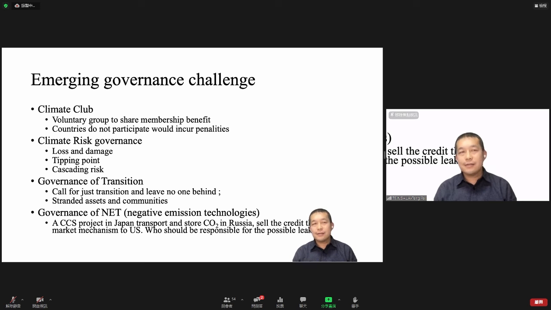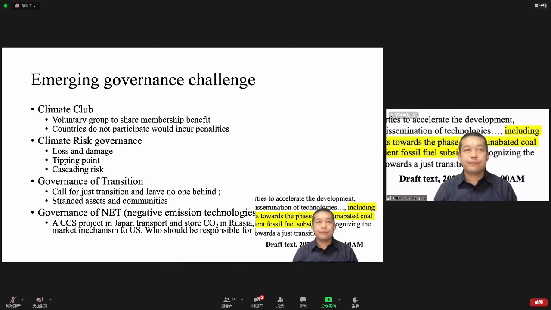And last but not least is governance of negative emission technologies. For example, if we have one CCS project in Japan, but they transport and store carbon dioxide in Russia and sell credits to the United States. So if there is a leakage from the project, who should be responsible for the possible leakage? And that creates a lot of governance issues and needs an answer.